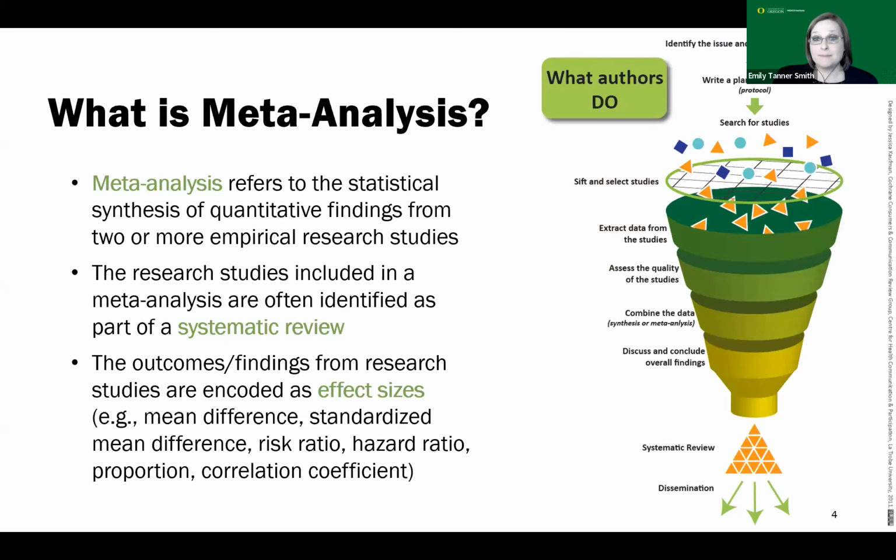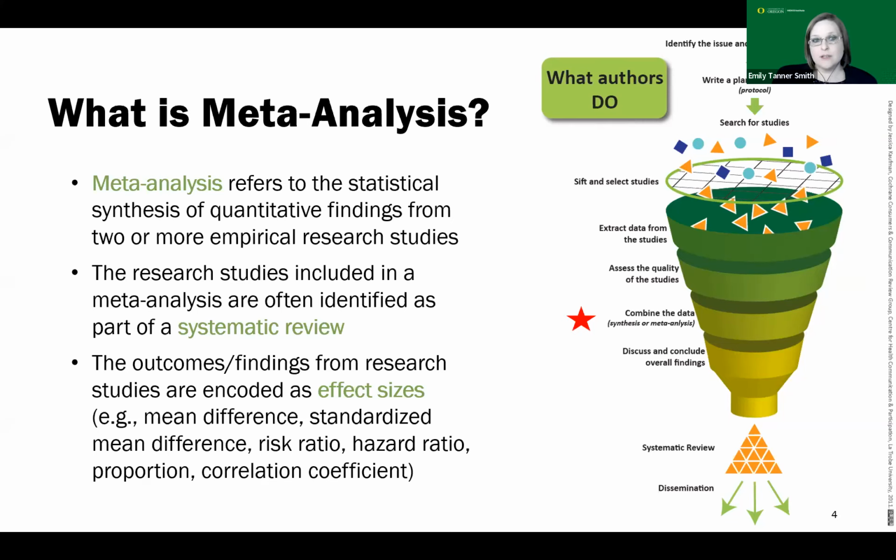So let's first start by defining the concept of meta-analysis. Meta-analysis refers to the statistical synthesis or pooling of quantitative findings from two or more primary research studies. And the research studies that we often include in a meta-analysis are typically identified as part of a systematic review, which we can define here broadly as a comprehensive literature review that's conducted in a systematic and reproducible way. As shown in this image here, developed by the Cochrane Consumers and Communication Review Group, meta-analysis refers to the statistical combination or synthesis of findings from multiple research studies.